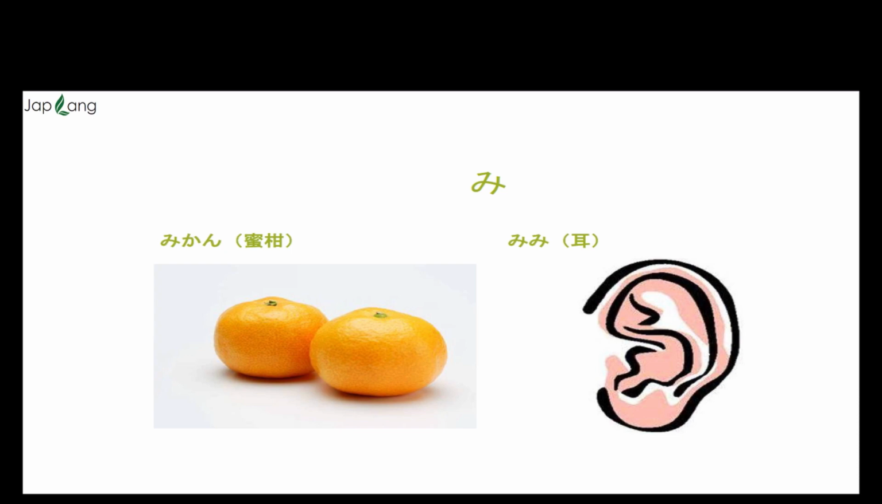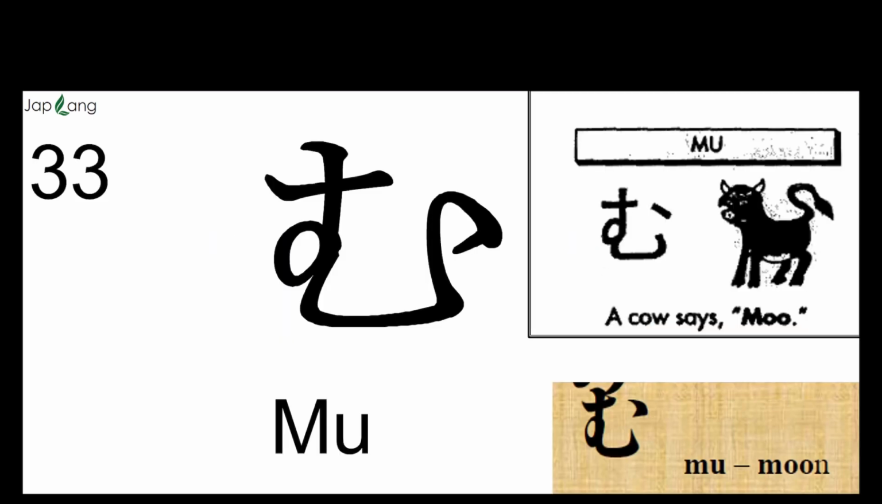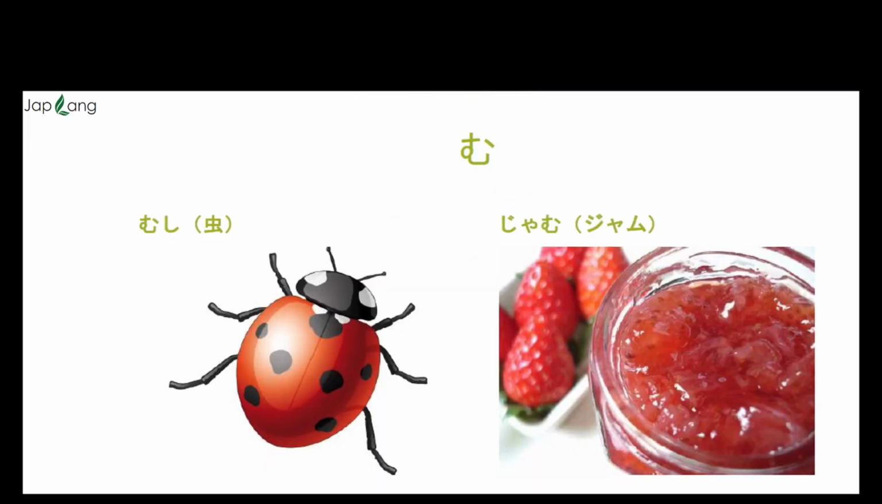And Mimi, your ear. This is Mu. The cow says Mu. Look at the picture. You can sound it as moon. How do we write this? 3 strokes. Please pause the video and practice on a sheet of paper. Mu as in mushi, insect, and jamu. Jam. We have fruit jam, right? So we put it on the bread and then we eat.